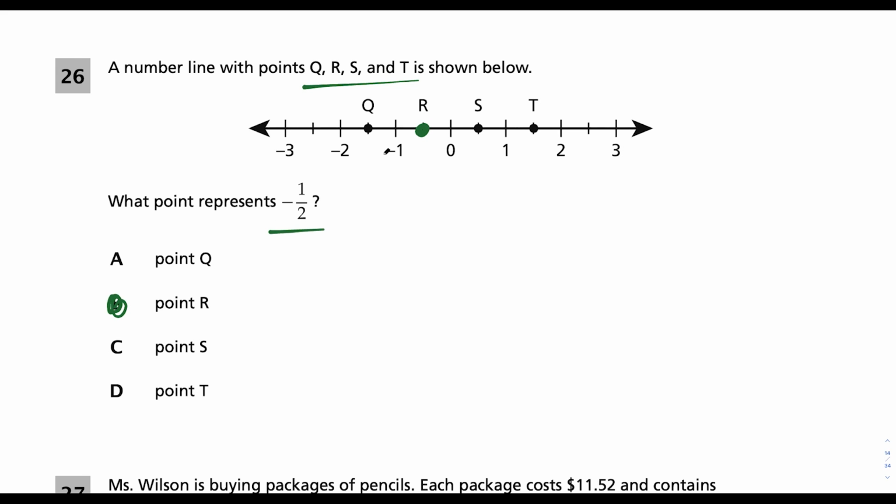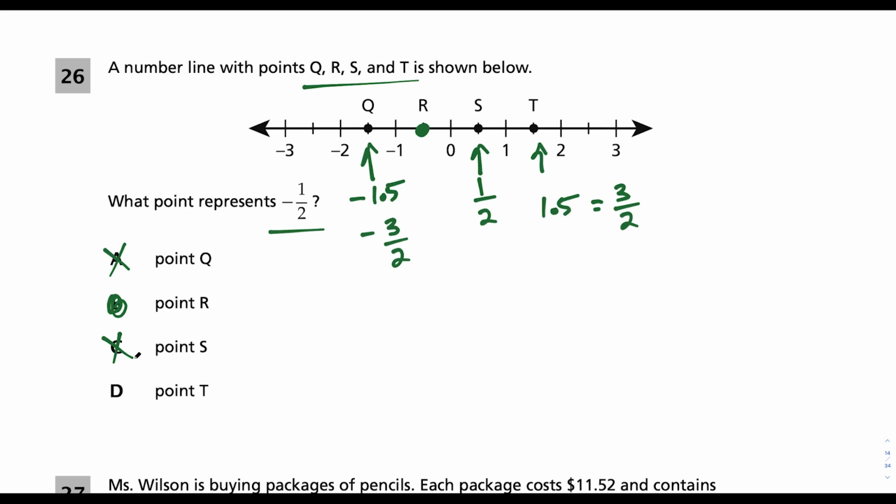Now, the reason why it's not Q is that Q is between negative 1 and negative 2. So that would be negative 1.5. If I wrote it as a decimal or as a fraction, I would say negative 3 over 2. So that's why this choice is out. S is no good because it's between 0 and positive 1. So this would be the mark of positive half like this. So that's why point S is out. And then point T is no good because that would be the location of 1.5, which I could also say is positive 3 over positive 2. So point T is out, so B is our solution.